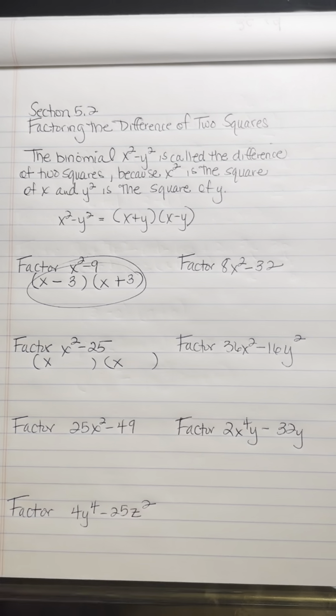All right, so I want a negative. So in the formula, one has to be positive, the other has to be negative. So not too hard at all. Okay, let's try another one.